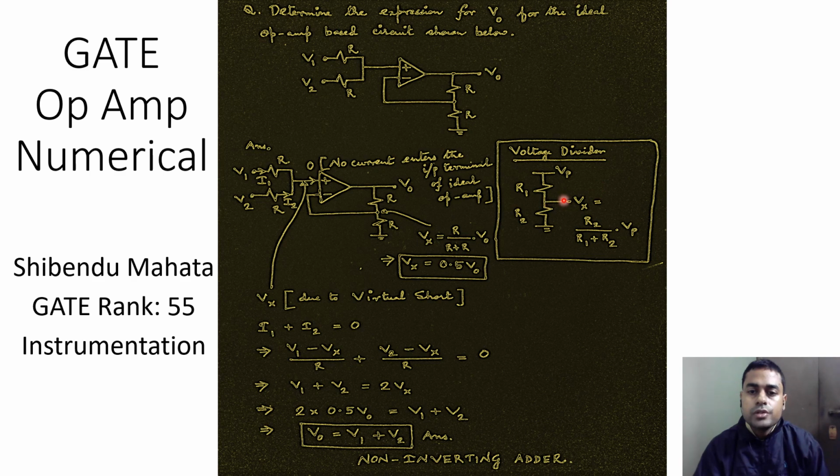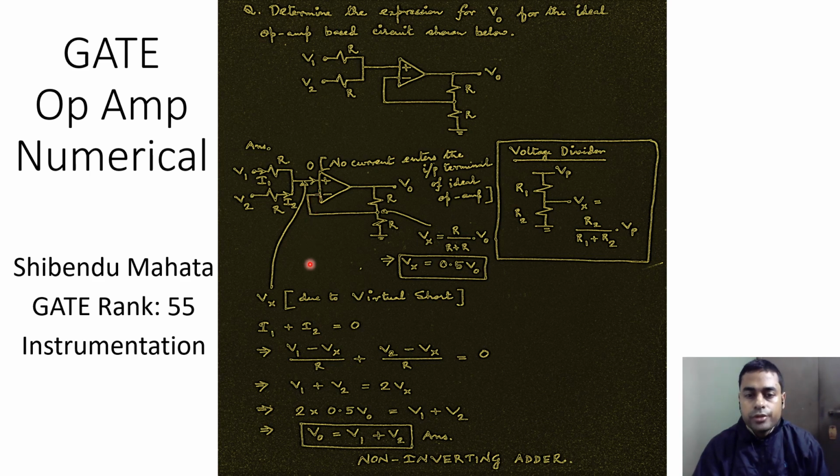So the voltage at this node is given by Vx, which is equal to the resistance R2 divided by the sum of both these resistances, and then it is multiplied by Vp. So once we follow that approach and we have figured out that this is the voltage divider, therefore the voltage at this node will be given by R divided by R plus R multiplied by V0, which is equal to 0.5 times V0. So the voltage at the inverting input terminal of this op-amp is equal to 0.5 V0.